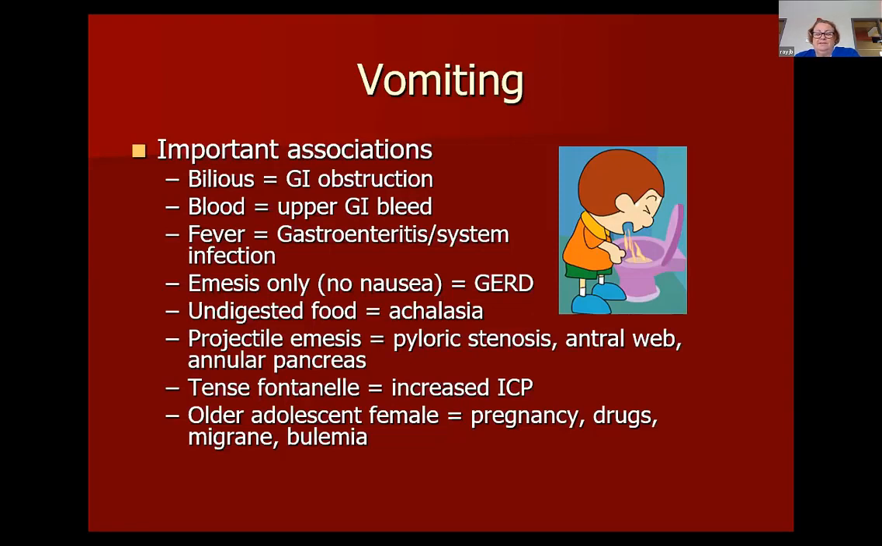In the older adolescent, we do worry, of course, about them possibly being pregnant. We ask that question a whole lot more than most mothers want to hear us ask that question, or fathers, or friends that are with them on the visit sometimes. Drugs can cause vomiting, and also adolescents who have migraines sometimes have vomiting associated with it. And then we also worry about bulimia.